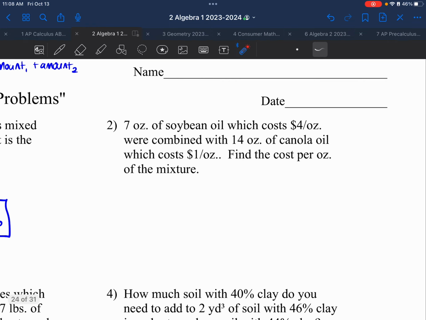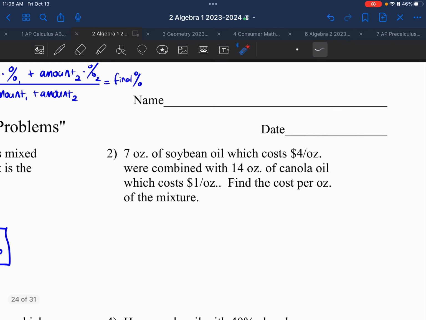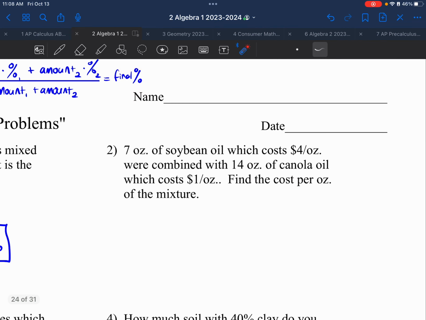What about number 2? Kind of the same setup, it looks like. We're finding the total cost of the mixture. So we're finding the final cost, not percent, but cost. So I'm switching all these for dollar symbol, dollar symbol, dollar symbol. So the final we're looking for is x. I'm going to have some sort of fraction set up over here.